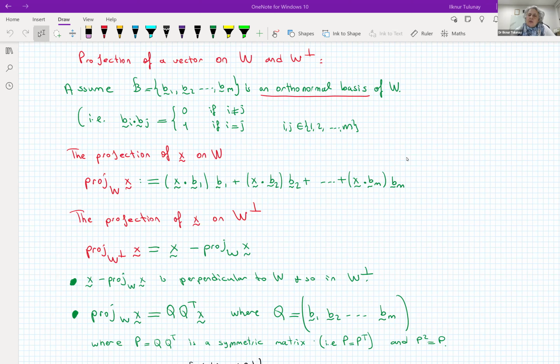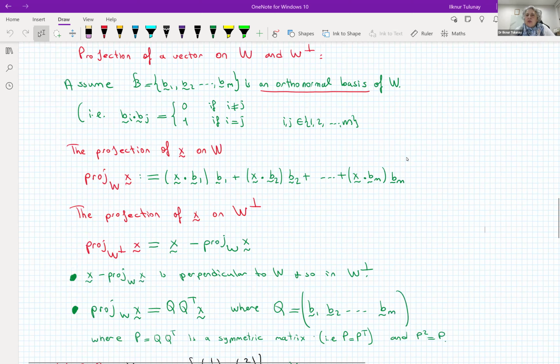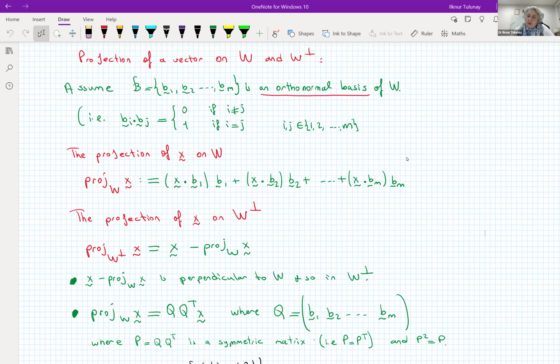This is question 48 that I'm going to solve. It's about the projections of a vector on a vector space W and its orthogonal complement W perp. I would like to give a formula in the beginning.